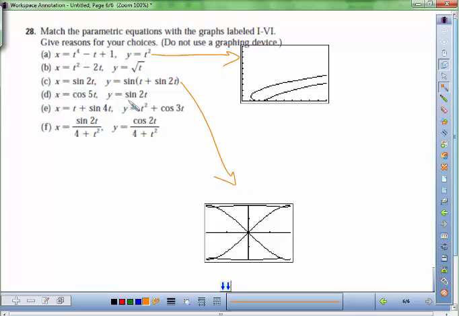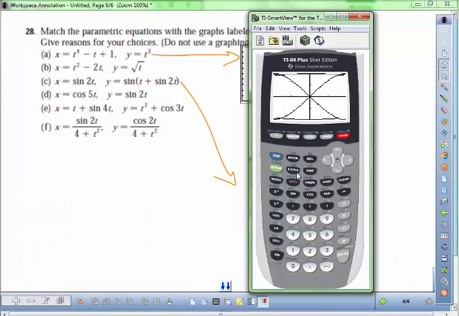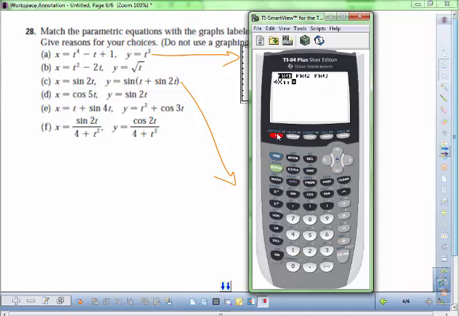Combinations of trig functions, sine and cosine functions with different periods, also make nice graphs. Let's take a look at D. So let's go to the y equals 2, and we have sine, or we have cosine, sorry. Cosine of 5t, and then for the next one we have sine of 2t.